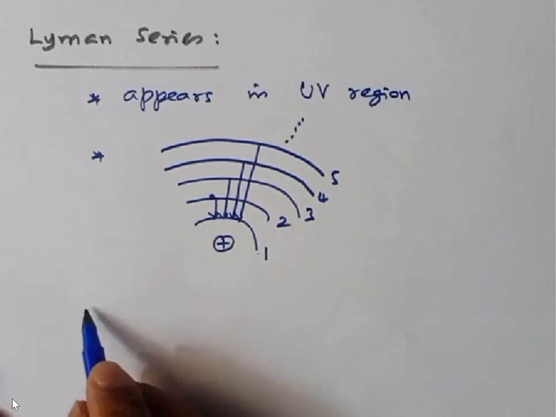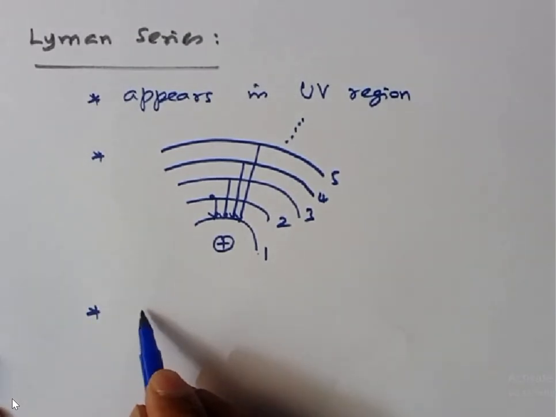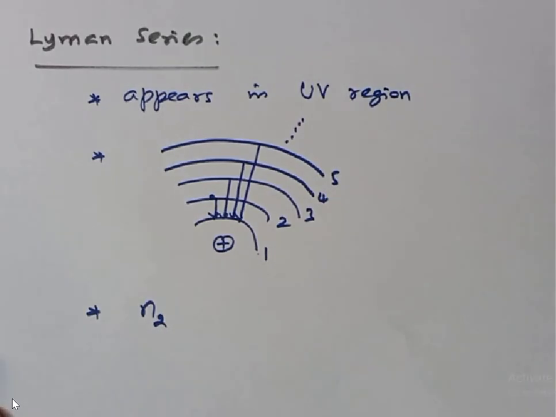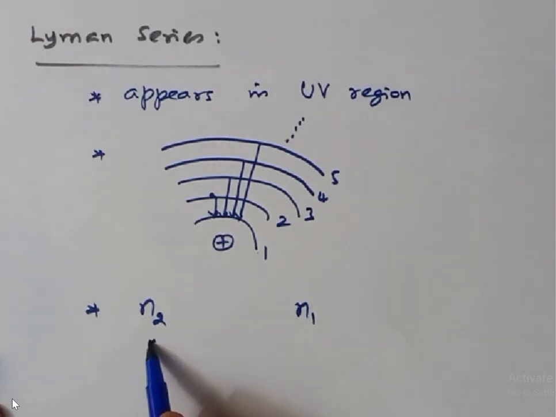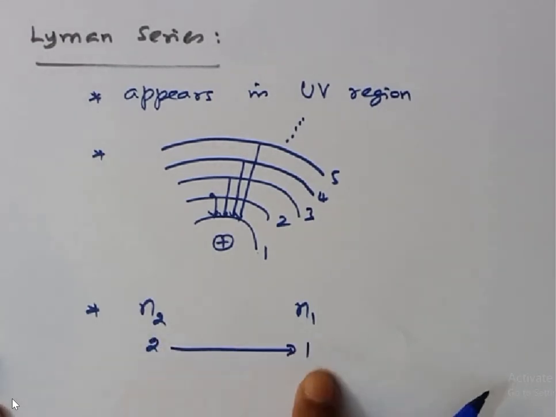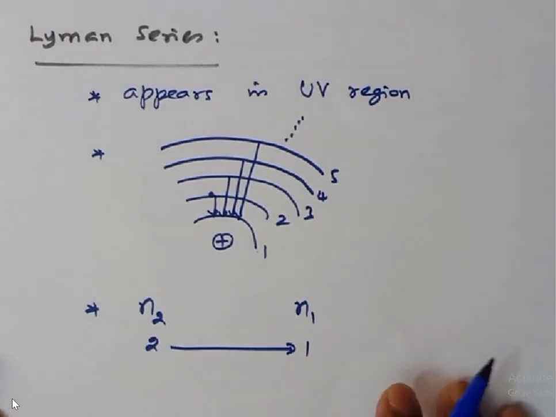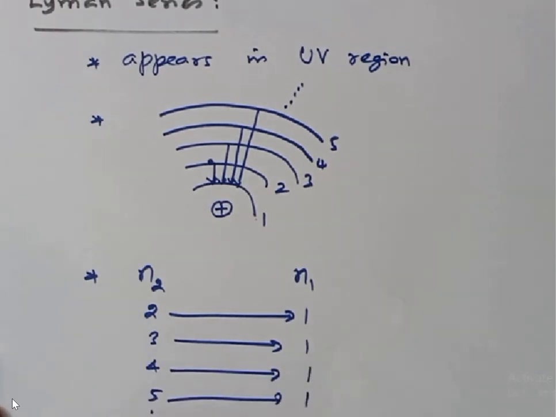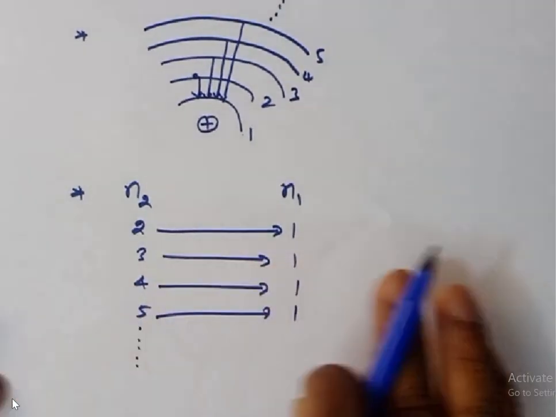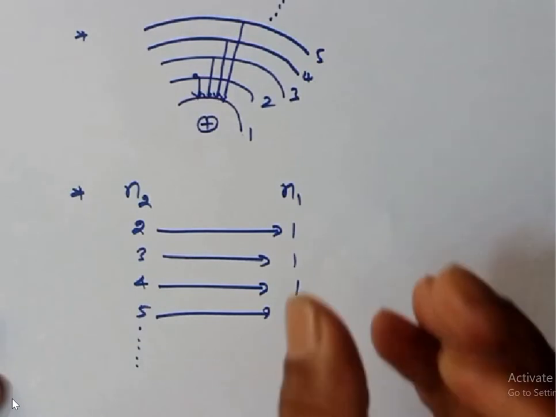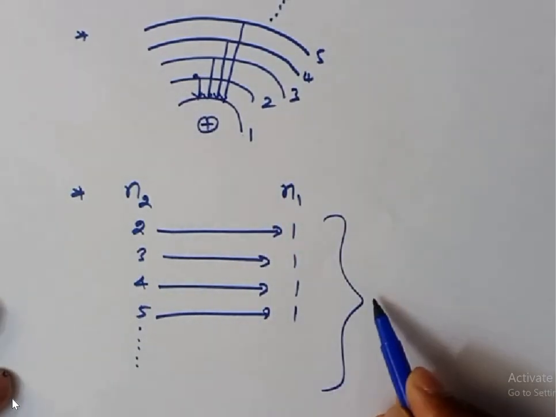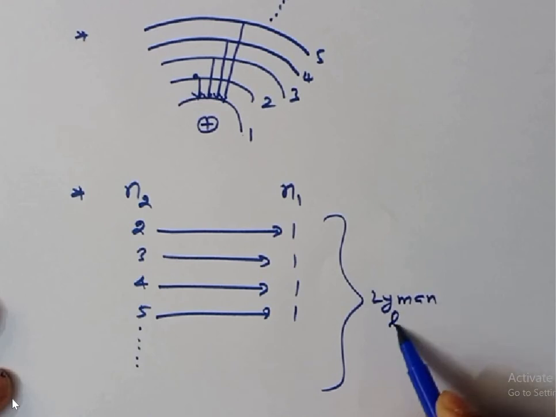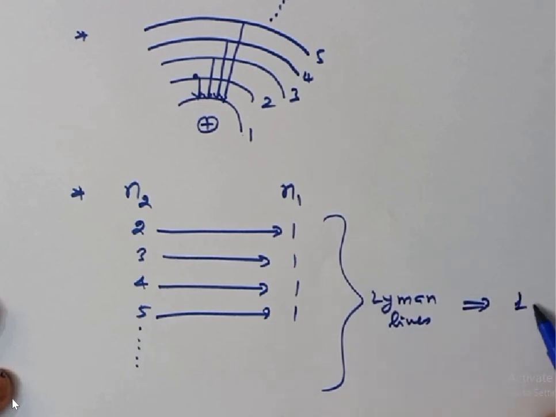Okay. So what I am trying to say, listen students, I represent N2 as higher level and N1 as lower level. So if higher level is 2 and lower level is 1, the 2 to 1 transition will produce a line in the spectrum. 3 to 1 transition will produce a line. 4 to 1 transition will produce a line. 5 to 1 will produce a line, like that. Many lines appear very closely, and all these lines are called Lyman lines, and the bunch is called Lyman series.